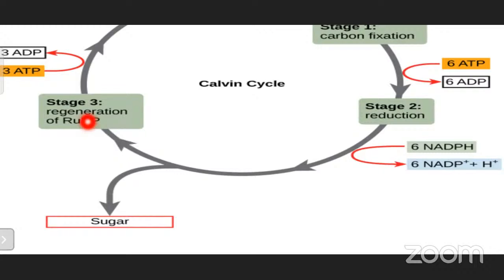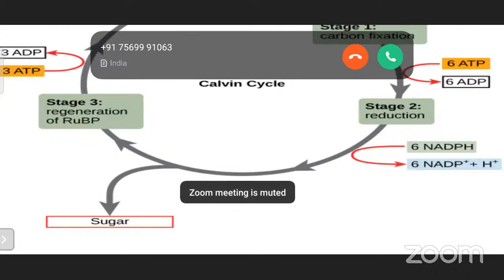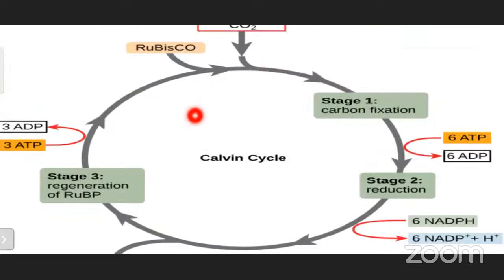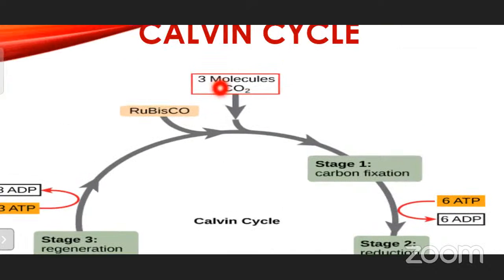Combine with another carbon dioxide molecule, and this cycle is going to go on in a cyclic manner. Here, remember one most important thing: I am writing 3 molecules of carbon dioxide, but in nature, for every carbon dioxide molecule there will be one Calvin cycle taking place. So 6 carbon dioxide molecules participate in photosynthesis to form one glucose molecule, which means 6 Calvin cycles will occur. This is the most important thing you have to remember. For every glucose molecule to form, 6 Calvin cycles will be there.